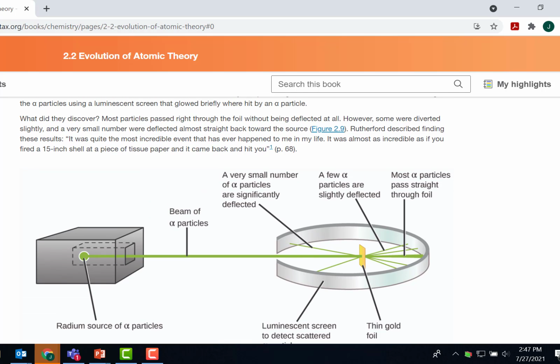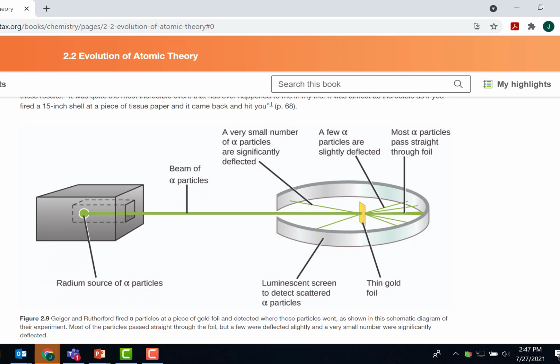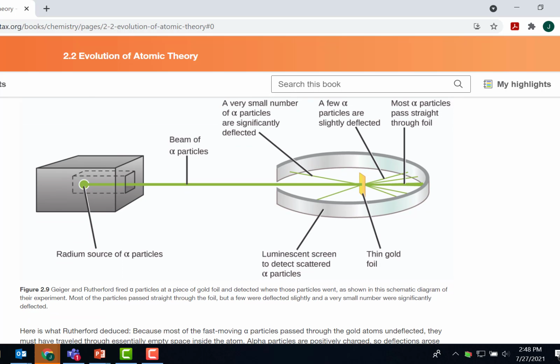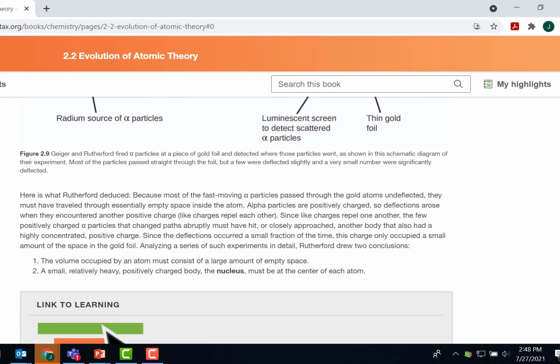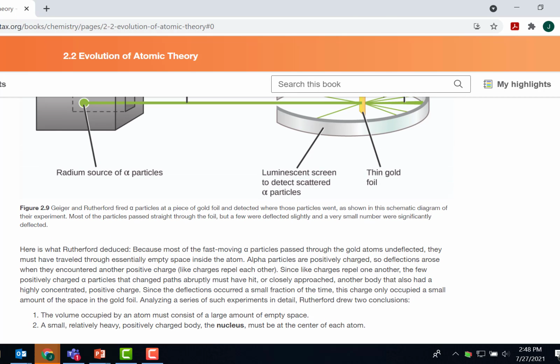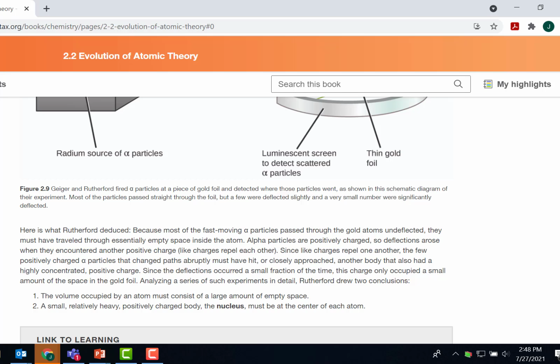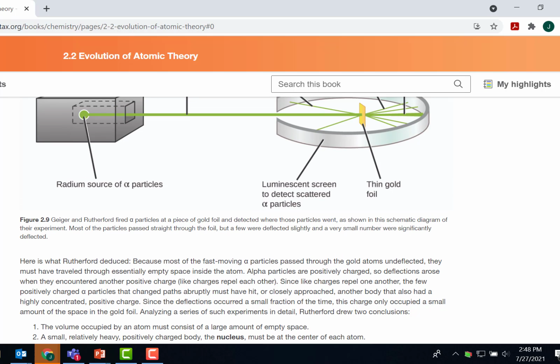So that was telling them that their model, the plum pudding model, was not working very well. Which is the way science works, right? Our models don't work, so we come up with better ones. So based on this model, most of them went right through. That wasn't unexpected, but some of them would bounce, maybe off to the side, or some of them would even bounce backwards. So a significant deflection. Again, it involved lots of complicated math that we are not going to do.